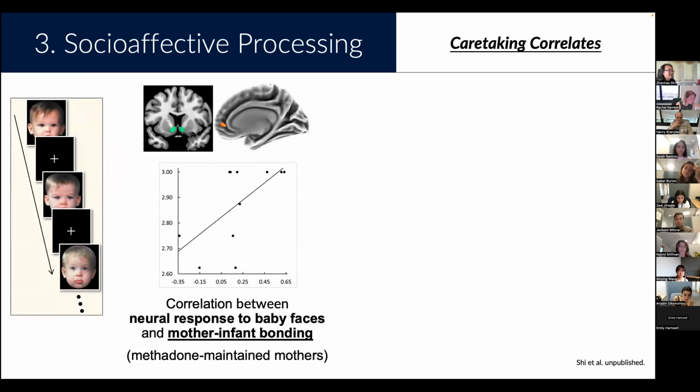People have also looked at how OUD affects caretaking, the neural correlates of caretaking. In this baby face paradigm, which is one of our own very small pilot studies, we measured OUD mothers' brain response to baby faces. We showed these baby faces to mothers with OUD who had just given birth to their own babies. We found that their brain response in the ventral striatum and the medial prefrontal cortex was positively correlated with their self-reported connection with their own infant.